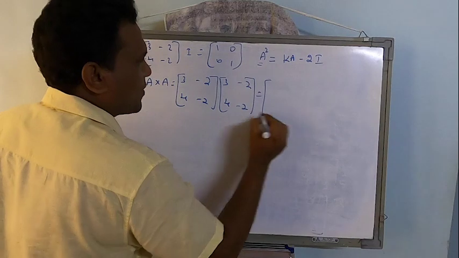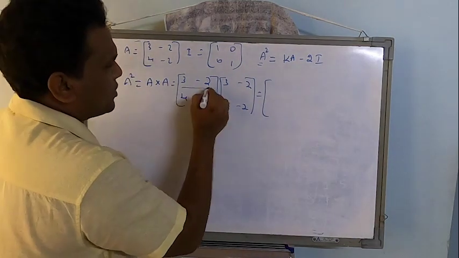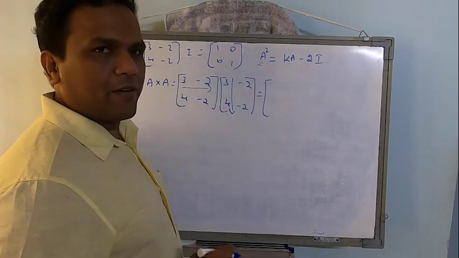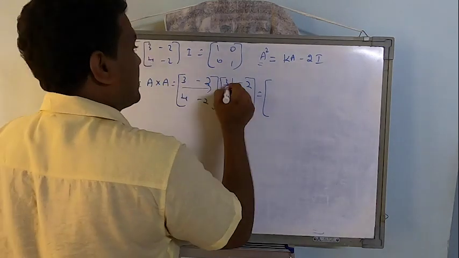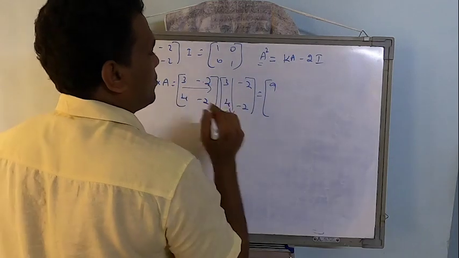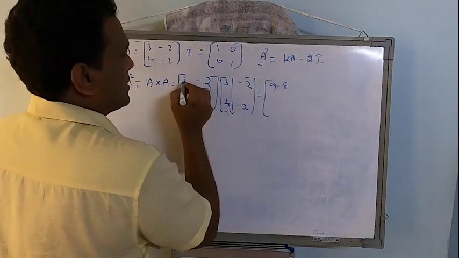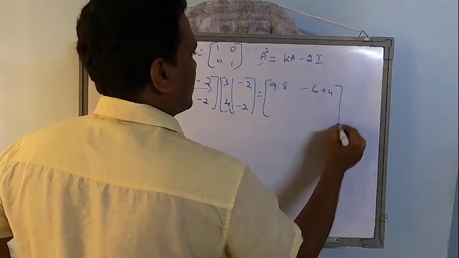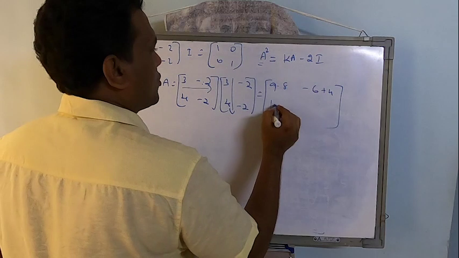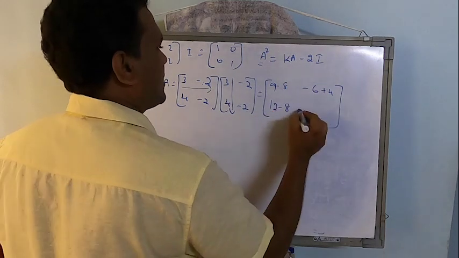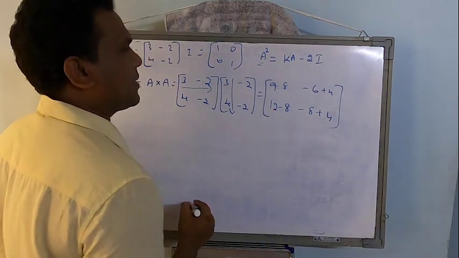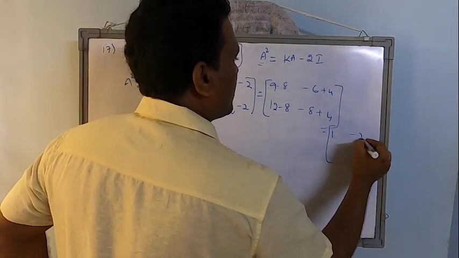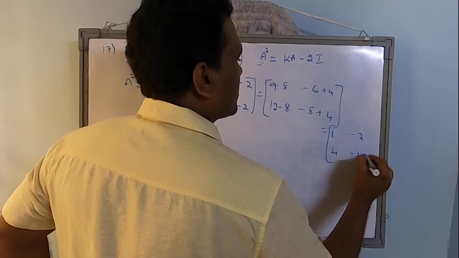That's fine. So let's perform matrix multiplication now, going by rows and columns. I suggest you practice this arrow method till you become perfect. Now it's going to be 3 threes are 9, and minus 2 multiplied by 4 will be minus 8. Next, 3 minus 6, and these two will give me plus 4. Correct. The next it should be 12 minus 8, the next minus 8 plus 4. Let us simplify this now. So what I am going to get here: 1, minus 2, 4, minus 4. That is A square.